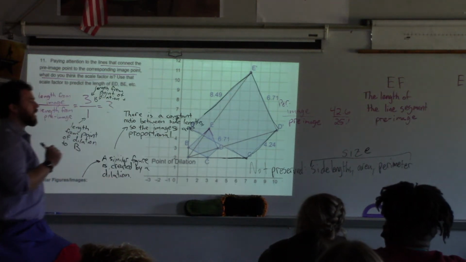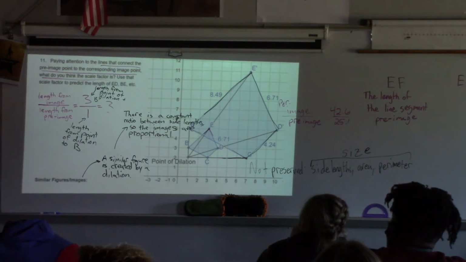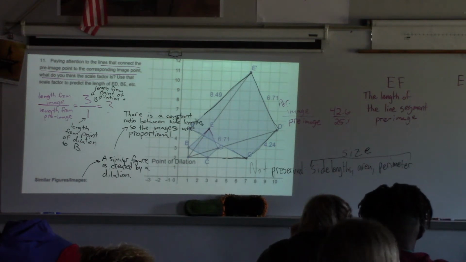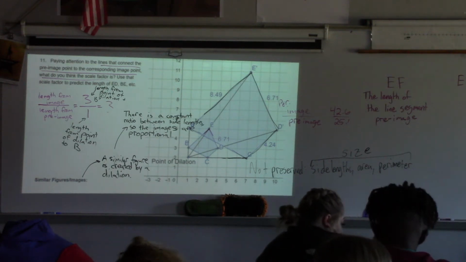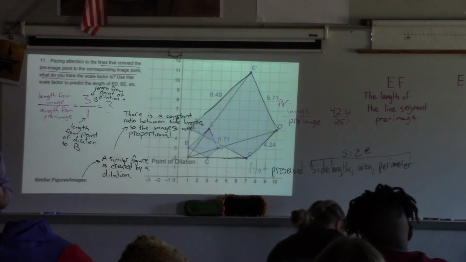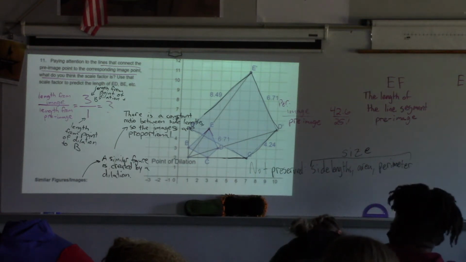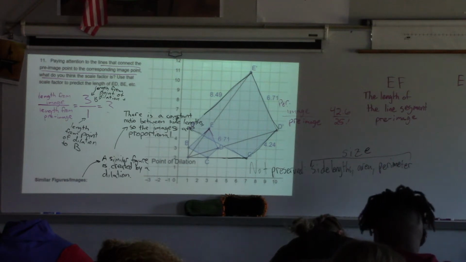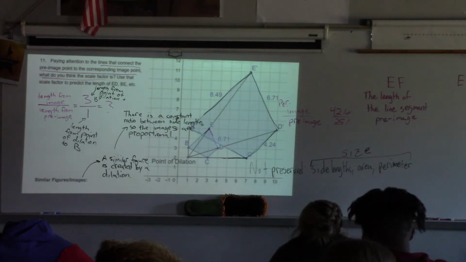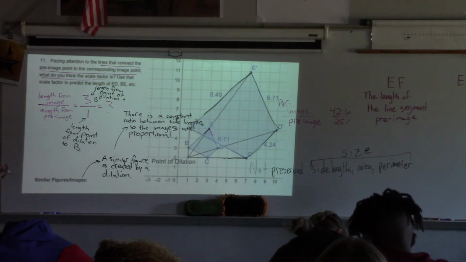There's a constant ratio between the side lengths. So those images are proportional. And we can use that ratio to figure out unknown things. And we're going to use that in the next unit very heavily. Okay? So they are proportional. That means that those ratios are going to hold.